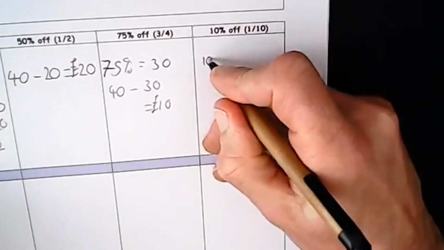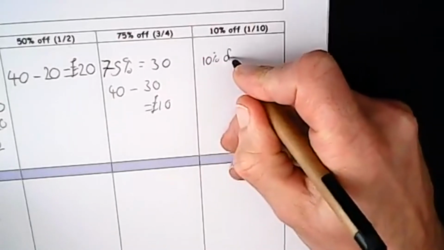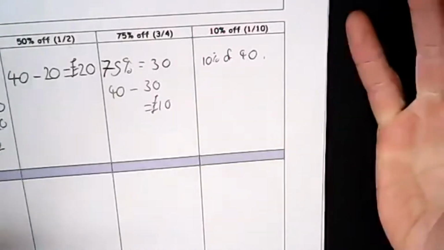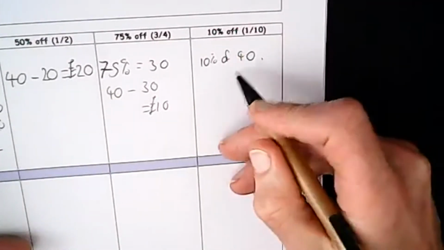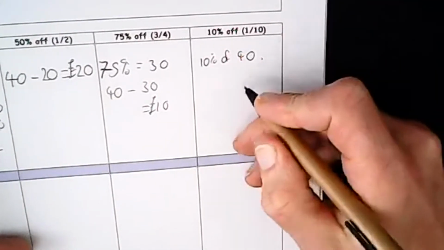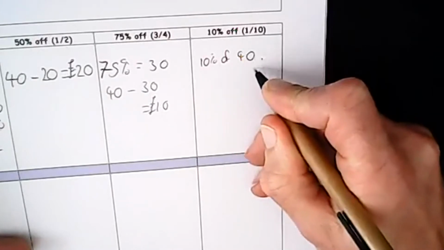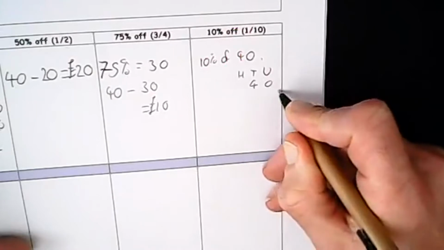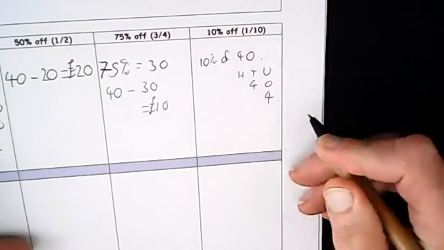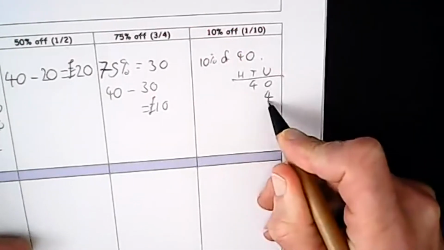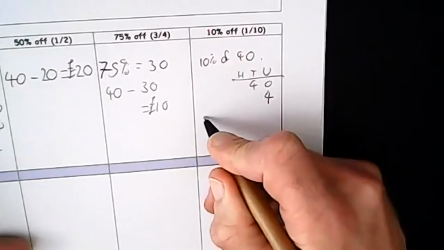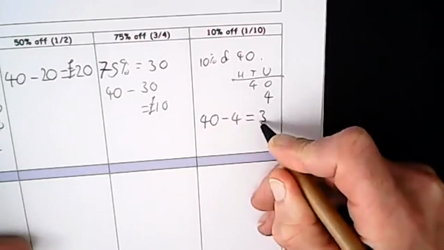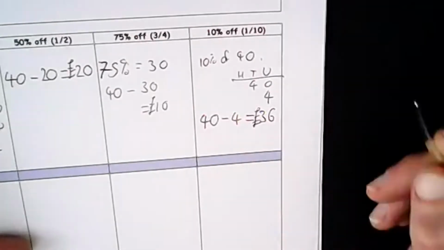So 10% of 40. Okay, so we talked about sliding numbers, didn't we? Sliding the number over. So instead of 40, slide it over one place to the right, so it's a factor of 10 smaller, £4. So if it's £4 off, we're going to go 40 minus 4 equals £36.